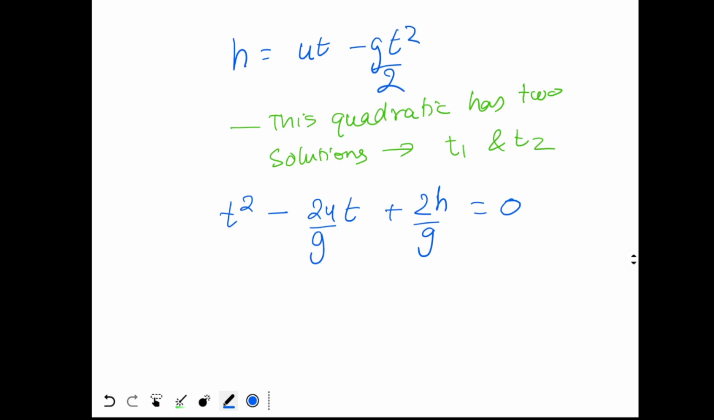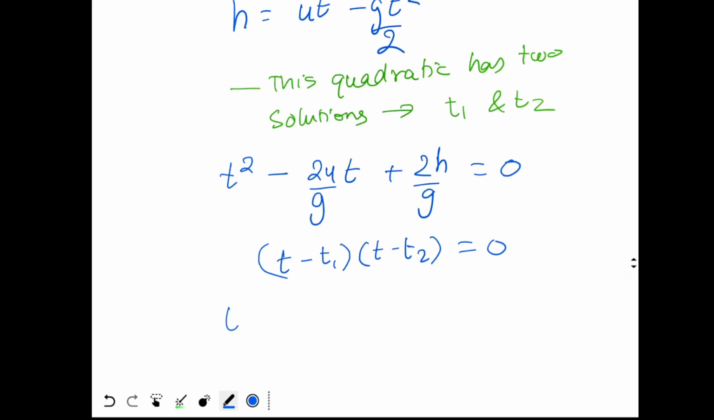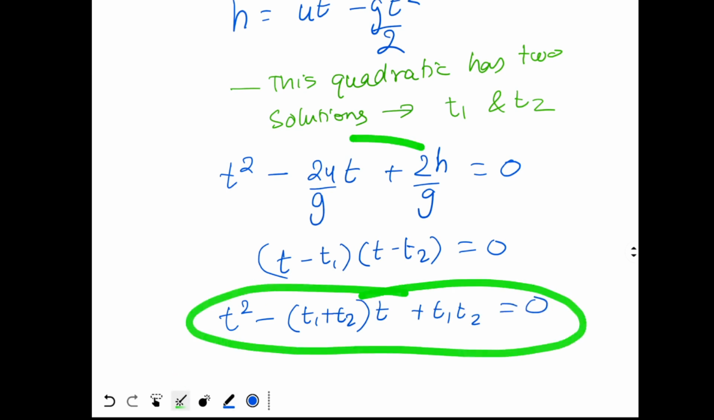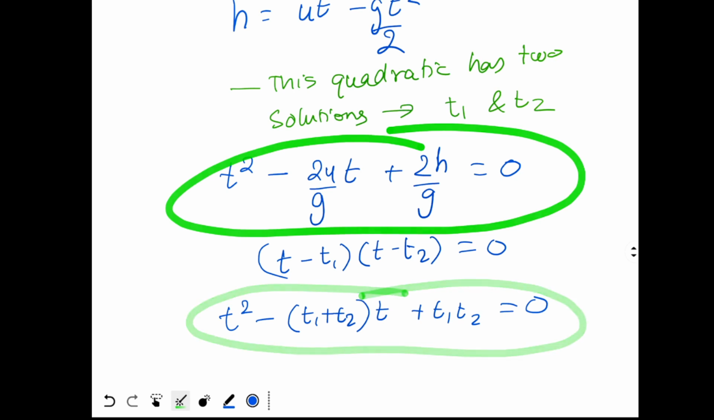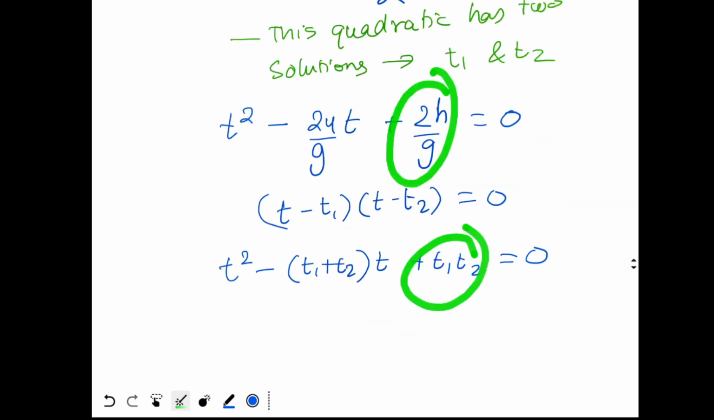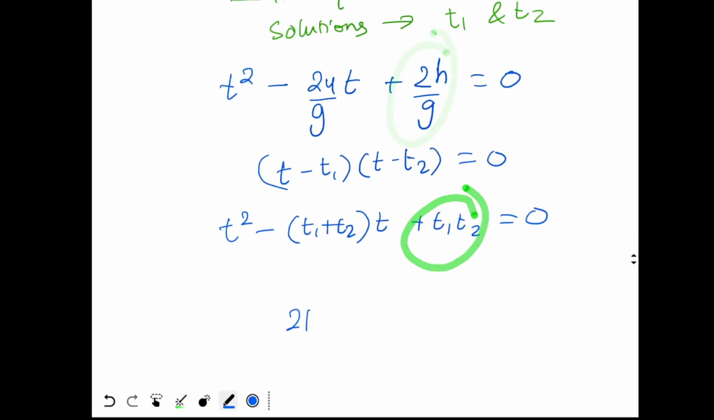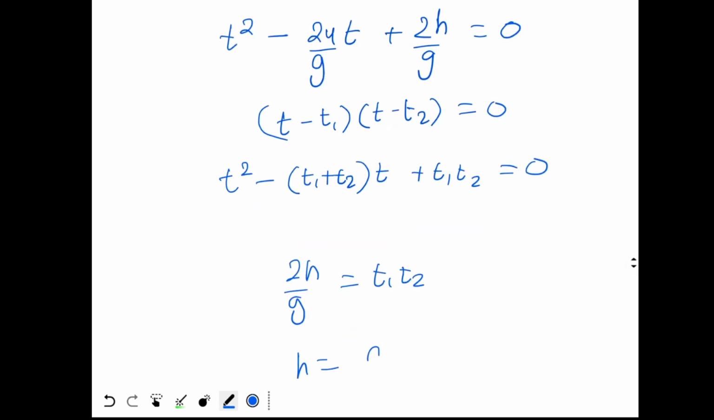Correct. I could write this as (t minus t1)(t minus t2) equal to 0, or t square minus (t1 plus t2) t plus t1 t2 equal to 0. So now when you compare these two equations, when you compare the coefficients, the constant terms should be equal, right? So we say that 2h by g should be equal to t1 t2, or h equal to g t1 t2 by 2. So the answer will be option D.